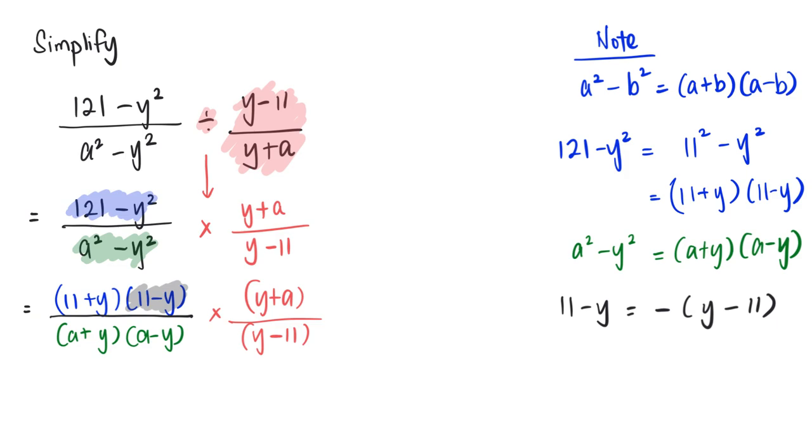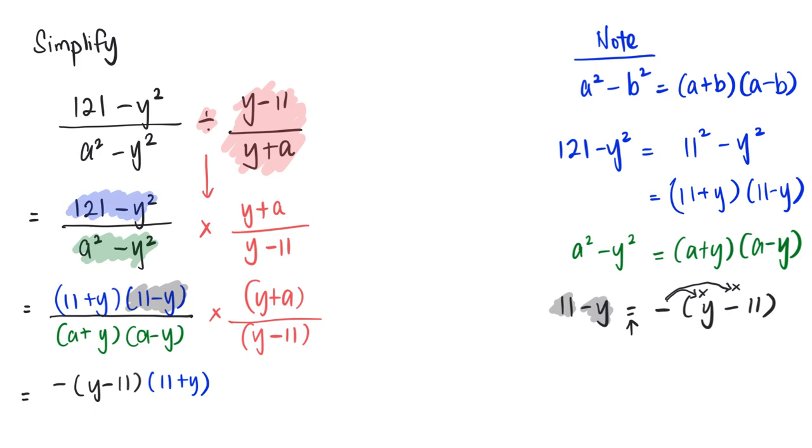Yes, because negative times positive will give me back my negative y. Negative times negative will give me back my positive 11. So they are indeed still equal to each other, meaning they are equivalent forms. And so you would see me rewriting this as negative y minus 11. I still have my 11 plus y.